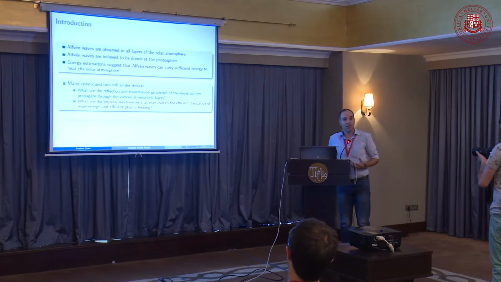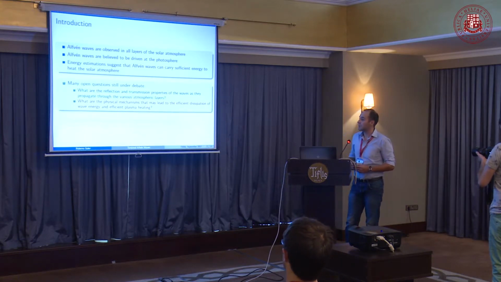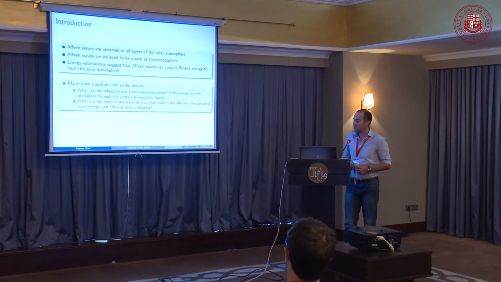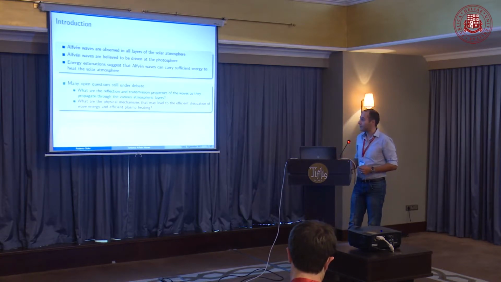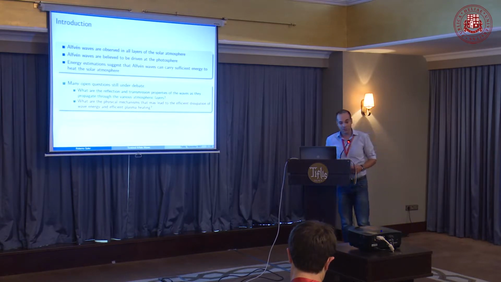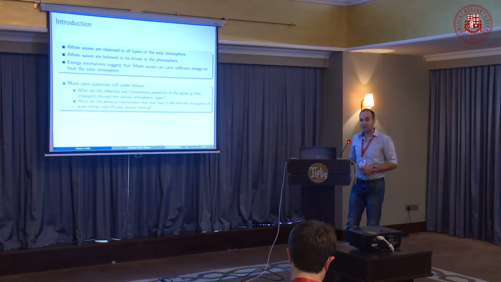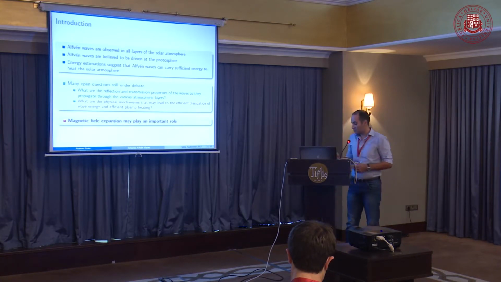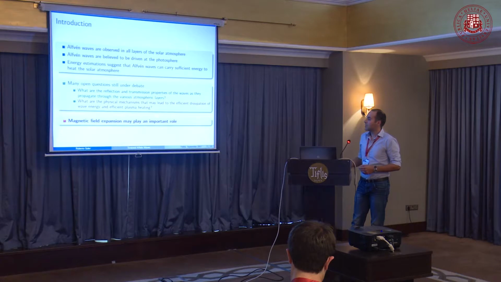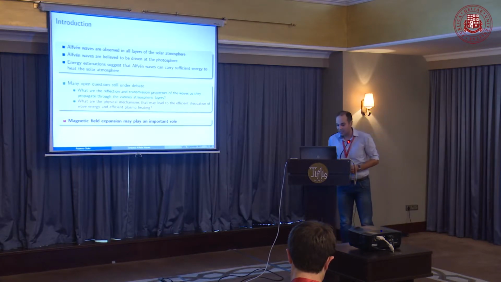And in this work we are going to focus on these two questions that I have written here. In the first place, we are going to study the reflection and transmission properties of the waves as they propagate from the photosphere to the corona. And in the second part of the talk, I will show you some results regarding the dissipation of these waves, and I will discuss whether the heating produced by the dissipation is efficient enough to compensate the radiative losses of the plasma. In both cases, we are interested to know if the expansion of the magnetic field plays a role.